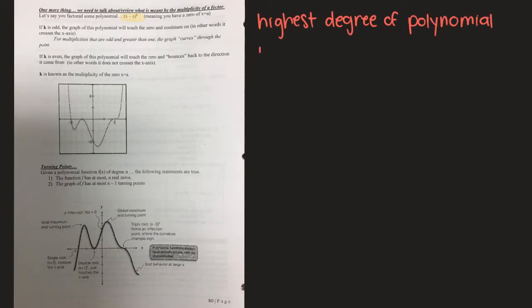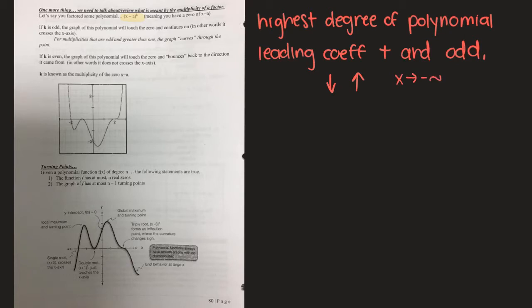Okay, so if my leading coefficient is positive and my highest degree is odd, then the end behaviors are going to look like this. It's going to start off negative and then it's going to go positive. In other words, we can say this: as x approaches negative infinity, our function is approaching negative infinity. And if x is approaching positive infinity, then our function is approaching positive infinity.